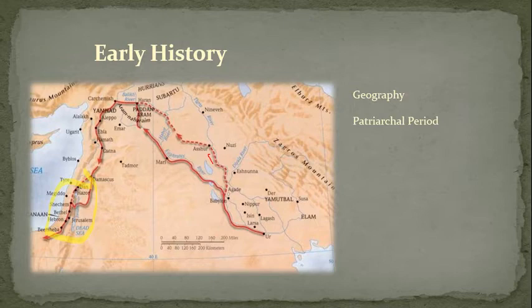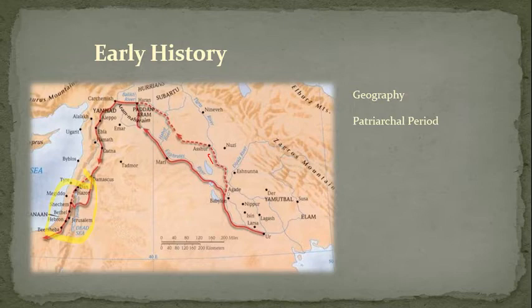Now, the next bit of the story claims that Abraham's descendants moved to Egypt. And why did they move to Egypt? Well, according to the biblical narrative, there was a drought in the land. And so they moved down into Egypt.